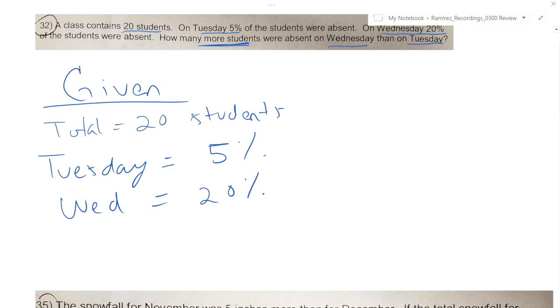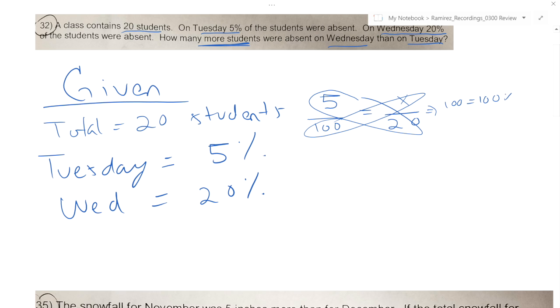Wednesday 20% were absent. Well, let's go ahead and find out what that 5% and 20% are. For 5% we do 5 out of 100. And our 100 here is 20, and we're trying to figure out how many students are missing. Afterwards all we do is cross multiply, and we end up with 100 equals 100x, and our goal is to get that x by itself, so we just divide by 100. So we end up with 1 equals x. So on Tuesday, one student was missing.